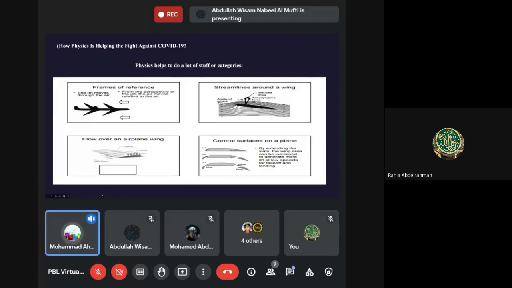Those are some categories that are helping to find COVID-19 solutions. We have the frames of reference, and we have the flow over an airplane wing, and some stream around a wing, and we have the control surface on a plane that also helps to fight against COVID-19, and some other categories that also help related to it.